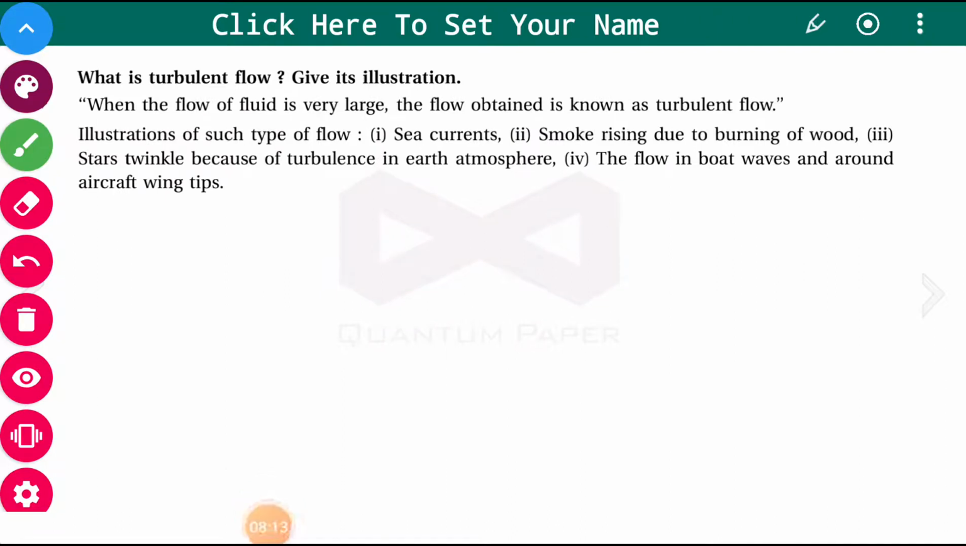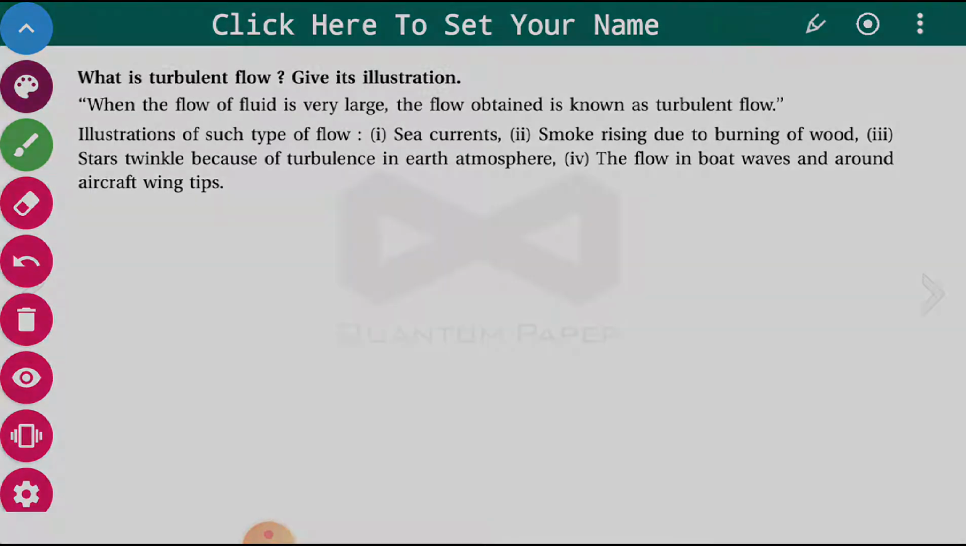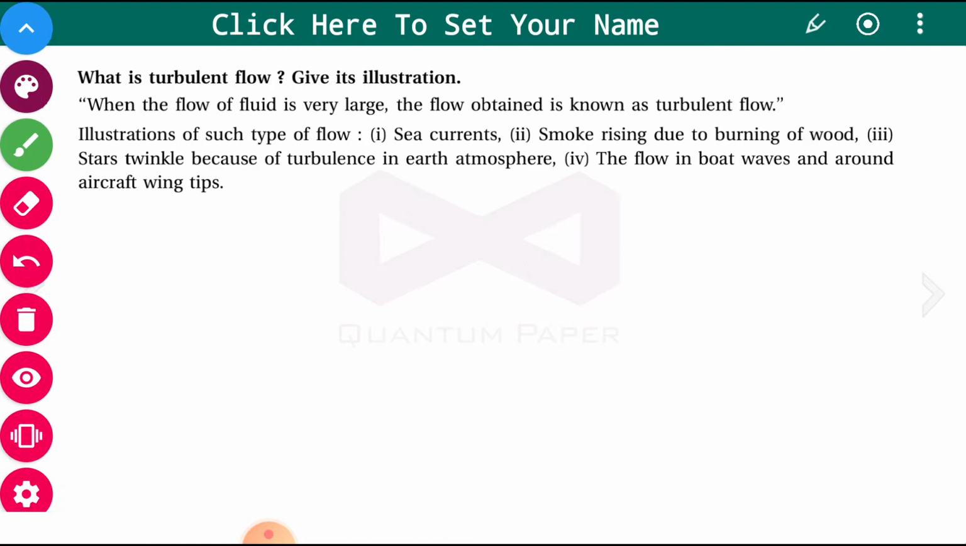Now what is turbulent flow? When the flow of fluid is very large, the flow obtained is known as turbulent flow. There are certain illustrations: sea currents, smoke rising due to the burning of wood, stars twinkling because of turbulence in the earth's atmosphere, and the flow in boat waves and around aircraft wing tips. These are examples of turbulent flow.